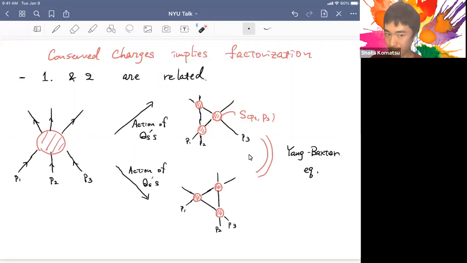Furthermore, you can also act with a different linear combination and modify this picture into this picture. And of course, these two pictures are the same. That requirement is what's called the Yang-Baxter equation, which gives a very strong constraint on the allowed form of S.